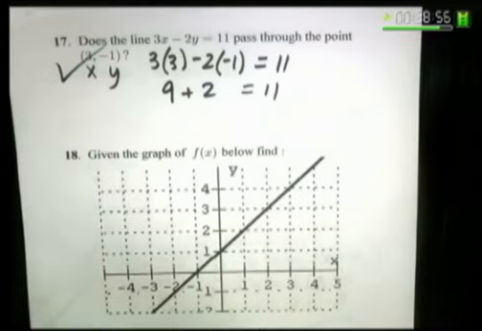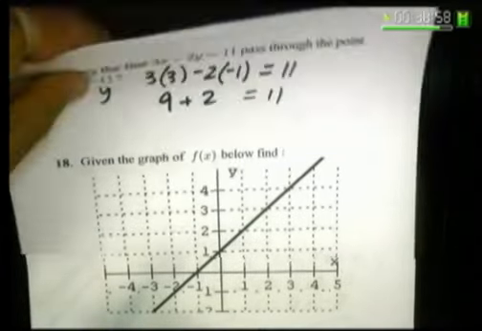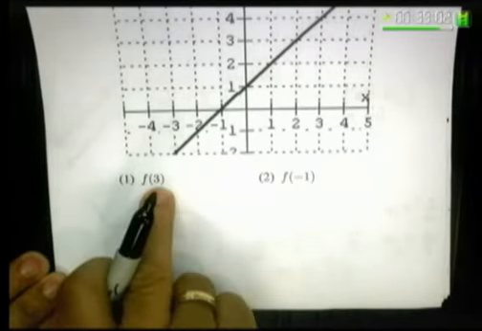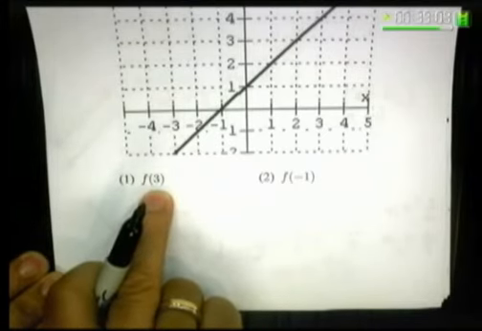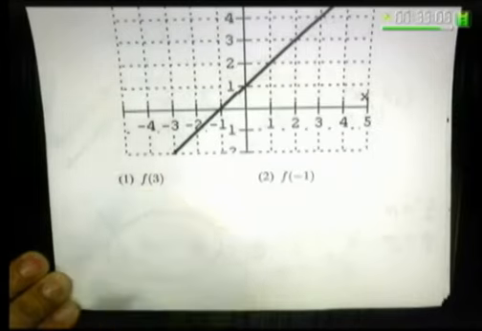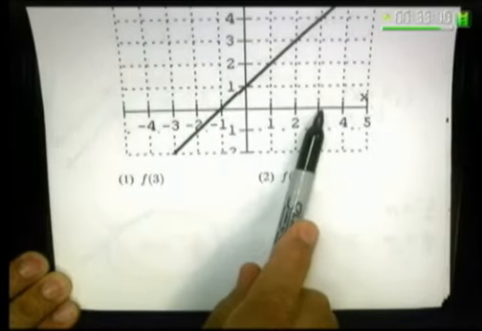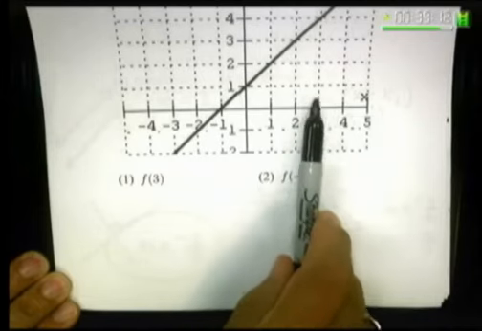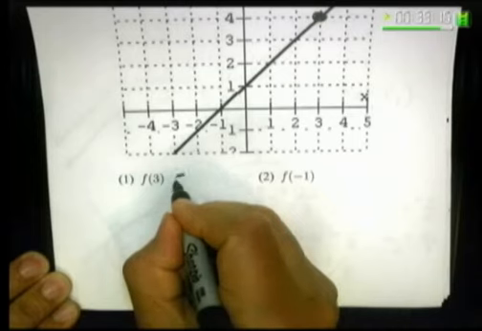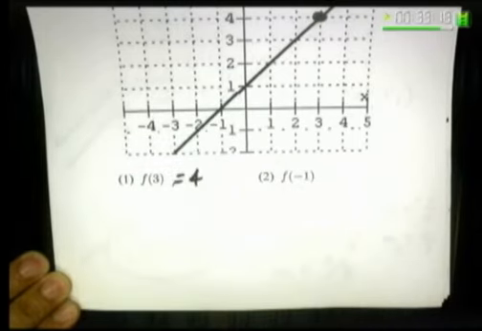Y'all good on that? Okay, number 18, this is important. They want to know, what is f of 3? What does this 3 mean? Is that the x or the y right there? That's the x value, right? So go on the x-axis and find 3, which is right here. And then do what? Go up there, and where does it touch? That's your answer. It touches at the 4. Does that make sense?